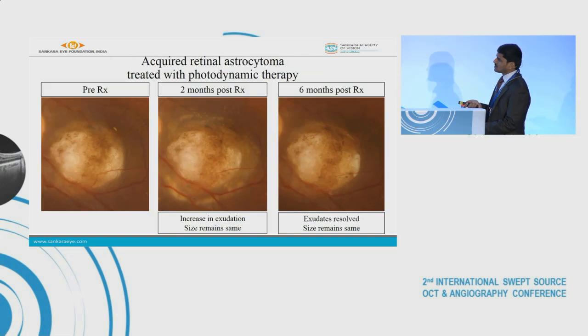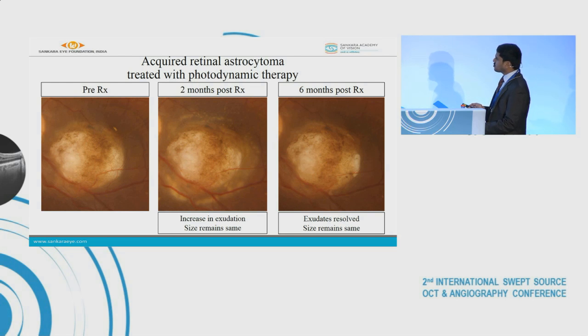So this was a case of acquired retinal astrocytoma, which grew quite significantly over the past few years. So we decided to treat it with photodynamic therapy. So this is the pre-treatment photograph. This is the photograph 2 months after treatment. You can see that there is extensive subretinal exudation around the tumor, but the size almost remains the same.